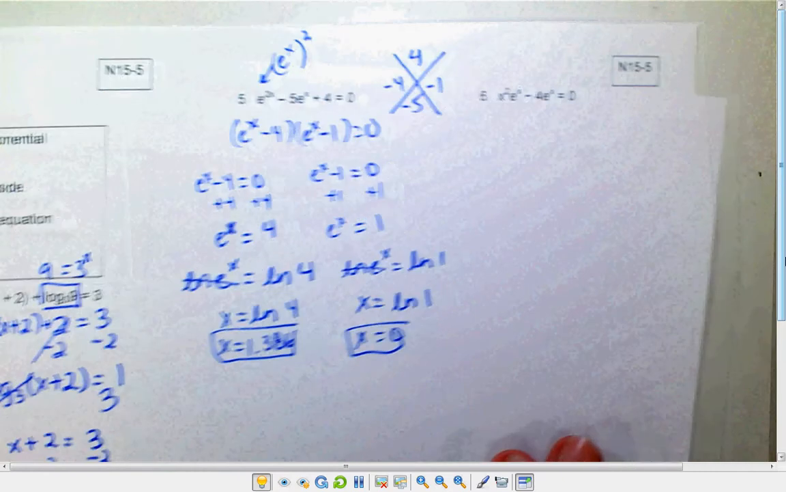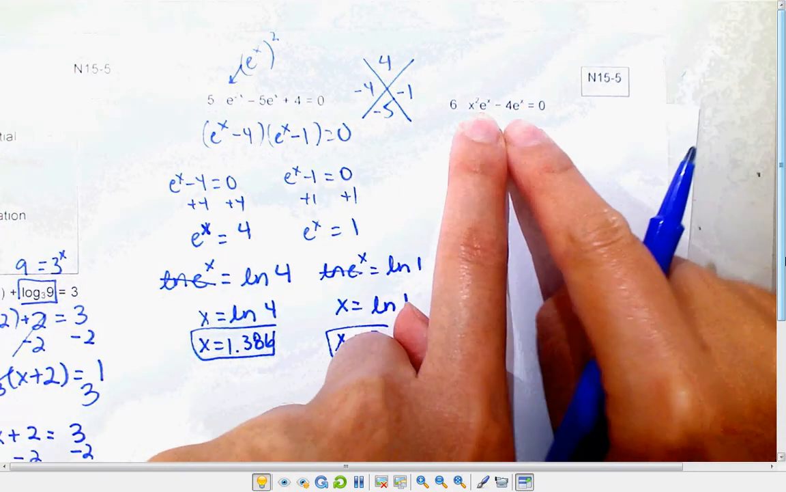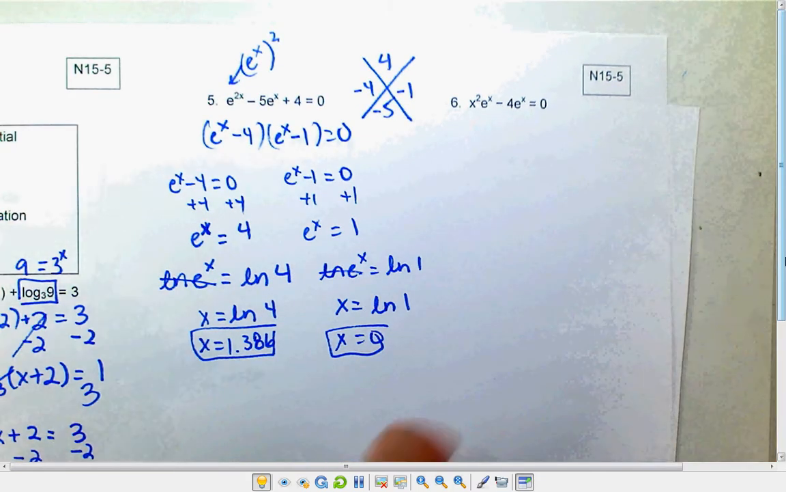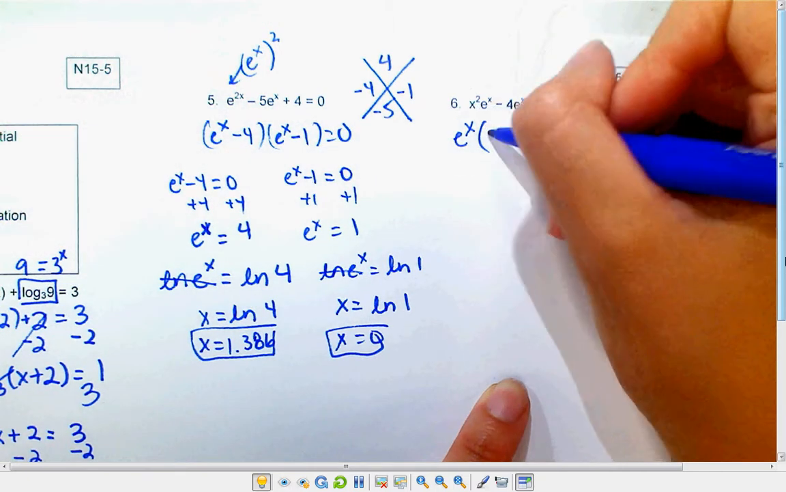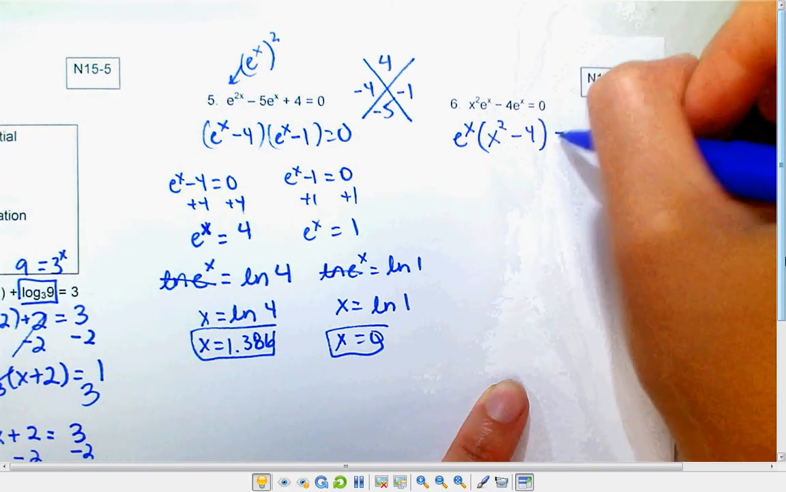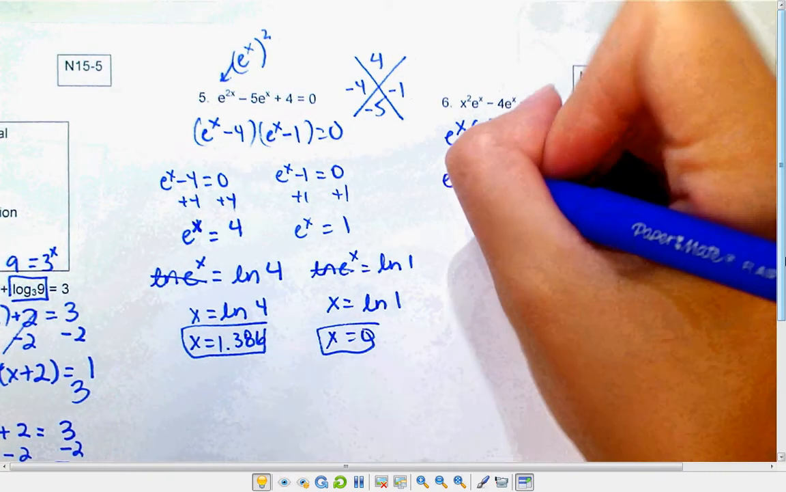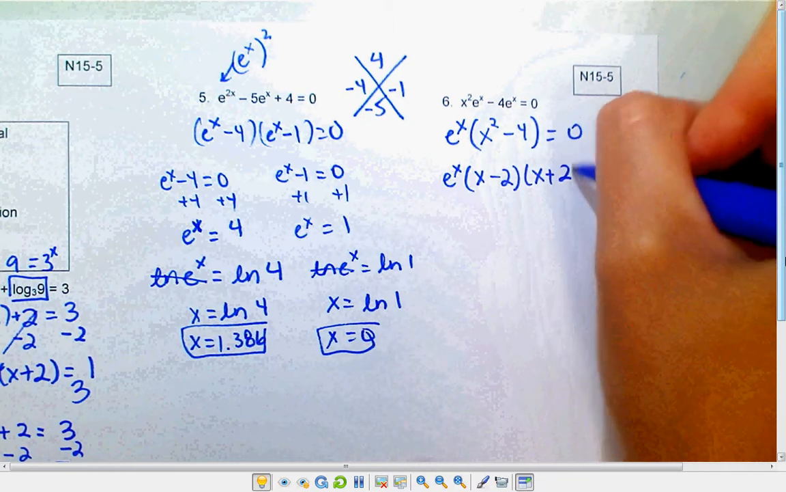Okay, last problem. So for this one, very similar. This is another factoring problem. But this time, we're looking to see, out of these two terms, what can we take out of both of these terms? We can take out an e to the x. When we take out an e to the x, it leaves us with x squared minus 4 equals 0. Right, so we're just factoring out. X squared minus 4 we could break down even more. Difference of squares, so it's x minus 2, x plus 2 equals 0.